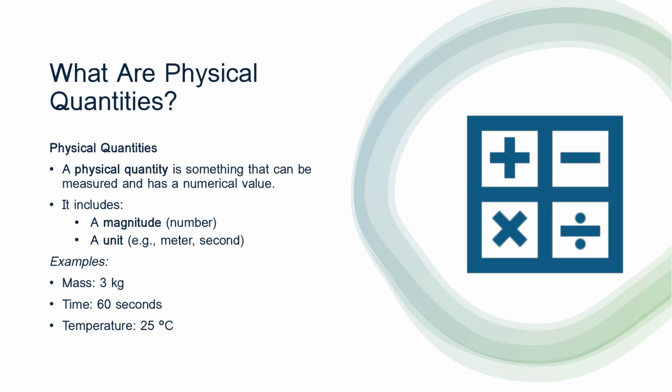We see this in everyday life. Mass is measured in kilograms, time in seconds, and temperature in degrees Celsius or Kelvin. Without both the number and the unit, a measurement is incomplete and scientifically invalid.